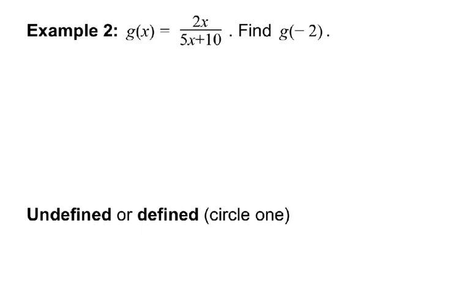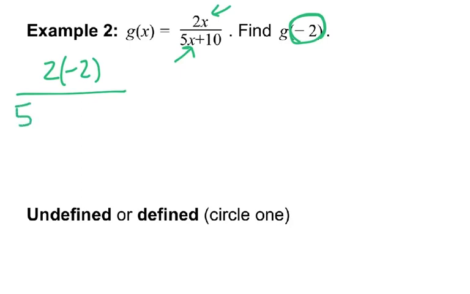Example 2, g of x equals 2x over 5x plus 10. We need to find g of negative 2. So I'm going to put negative 2 in those two locations where I see x. We're going to remember to use parentheses, okay? So I'm going to start at the top here. I'm going to put 2 parentheses, negative 2, all over 5 parentheses, negative 2 plus 10.